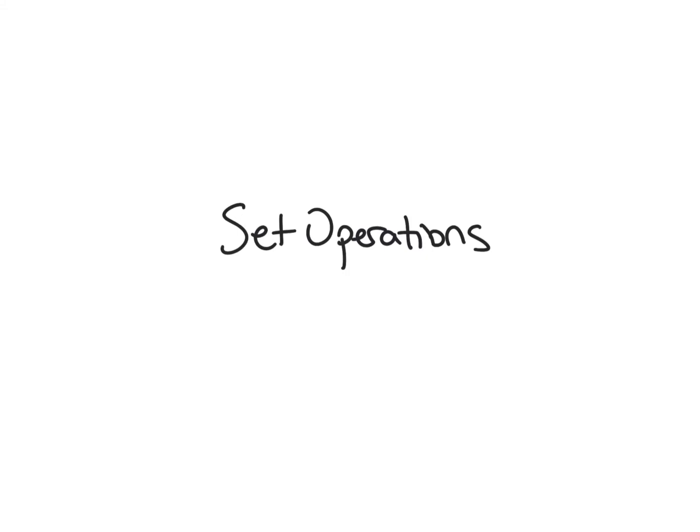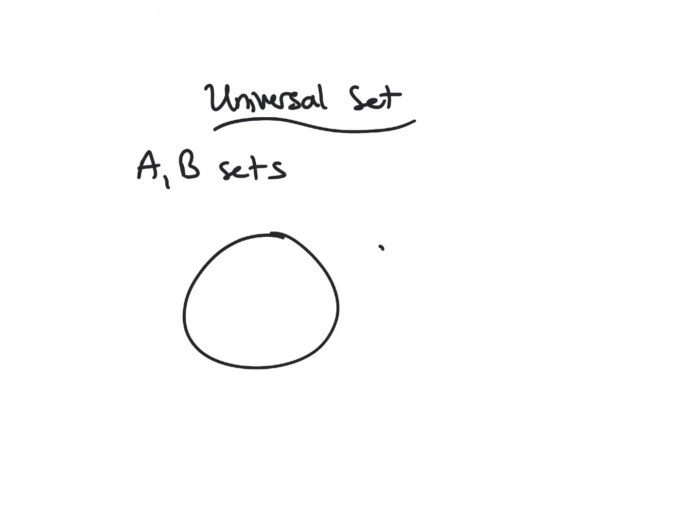Hello everyone. In this video we are going to talk about some of the basic set operations that we can perform. In order to talk about these, we want to first talk about the universal set. In general you can express a lot of these things with a Venn diagram. So we're going to let A and B be sets, and so you have your typical kind of Venn diagram here.